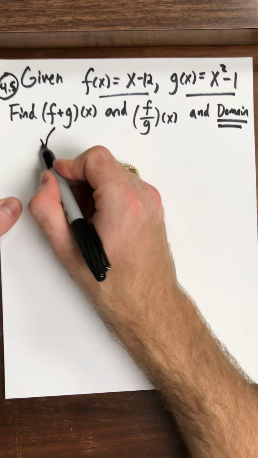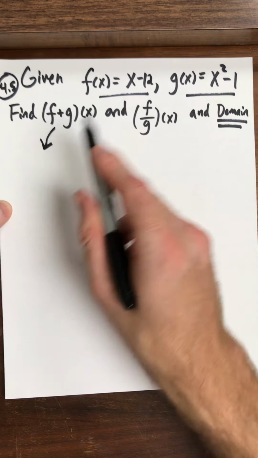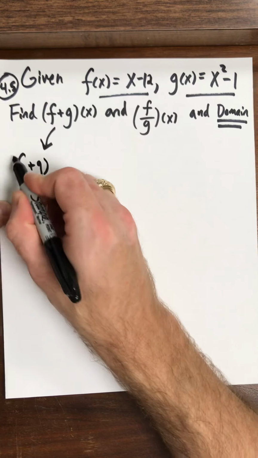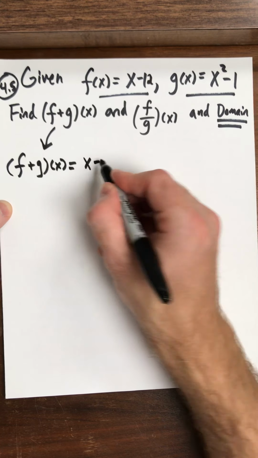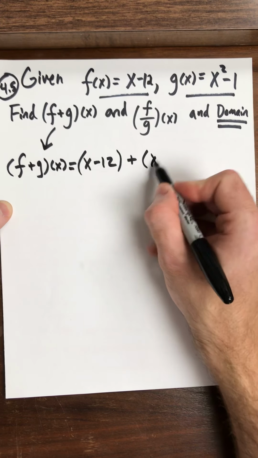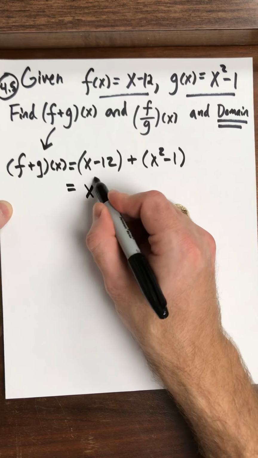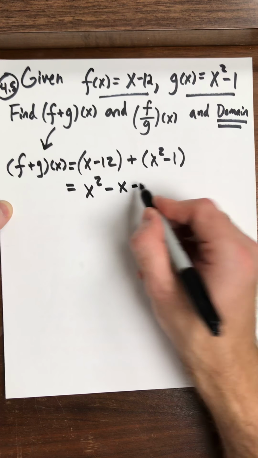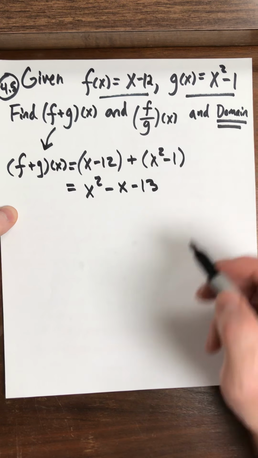Okay, so we talked about this in an earlier video, but to find the sum of functions, we add the individual functions together. So f plus g of x is equal to f of x plus g of x squared minus 1. So when I combine like terms, I've got x squared, I have a minus x, minus 12 minus 1 is minus 13, and that's it. The question now is, what's the domain?